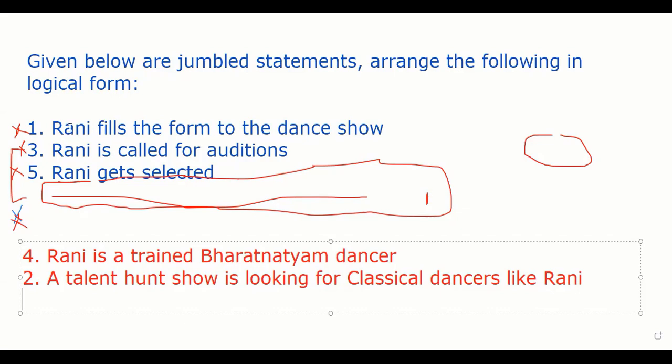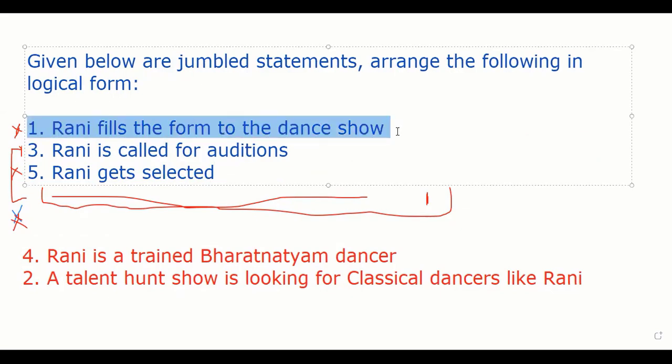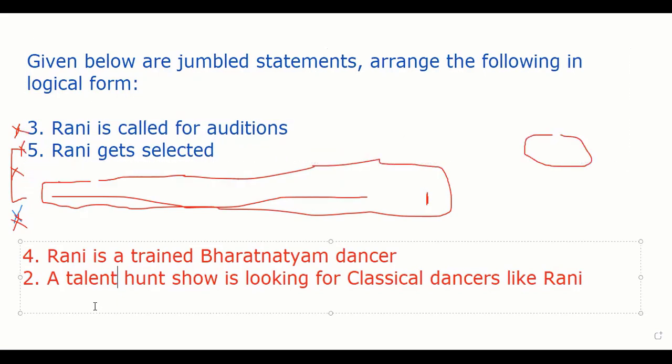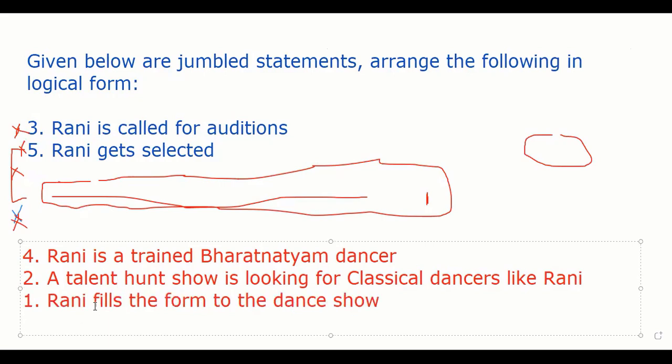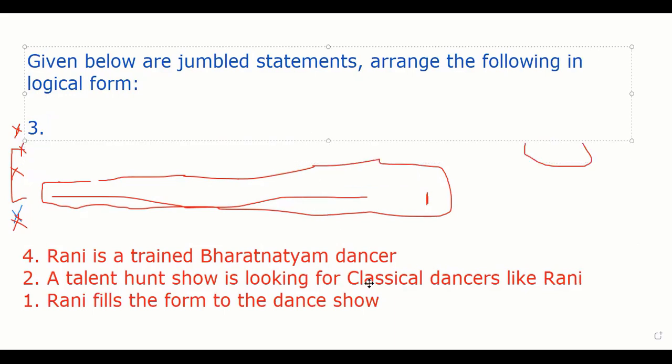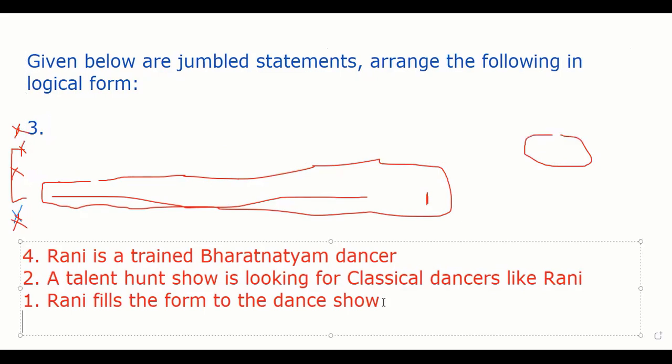Now tell me, Moksha, we're done with the first 3. Now what could be the next one, Moksha? Third one, because she's called for audition and then she gets selected. You are right. Because you know that the 5th one will be the last one, correct? Yeah. Perfect. That is how, guys, this works. This is a very easy one.